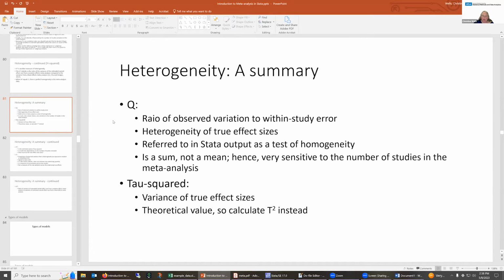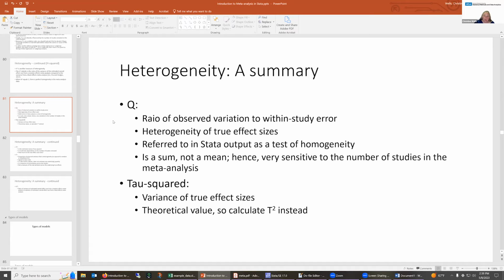Okay, so Q is one of the measures of heterogeneity. It is a ratio of the observed variation to within-study error. It's talking about the heterogeneity of the true effect sizes. It's referred to in the Stata output as a test of homogeneity, but it's a sum rather than a mean, and that means it's very sensitive to the number of studies in a meta-analysis. Well, for a measure of heterogeneity, I don't like that. You know, I was really good with those first 3 bullet points, but you lost me there when you say, wait a minute, it's sensitive to the number of studies.